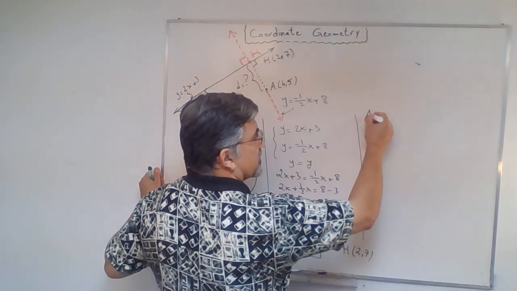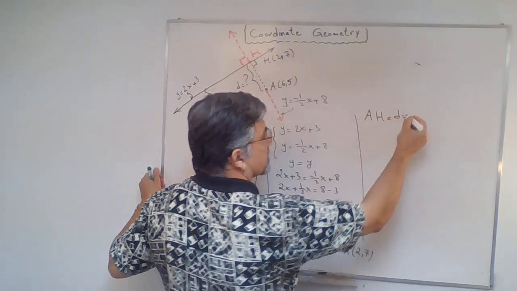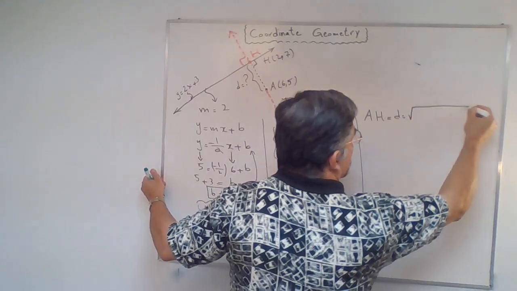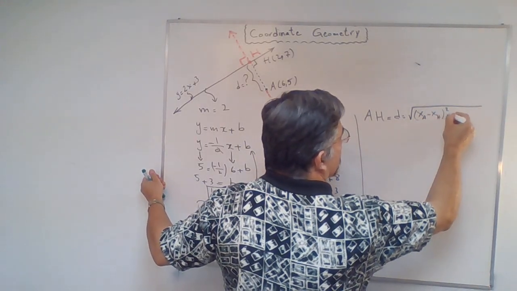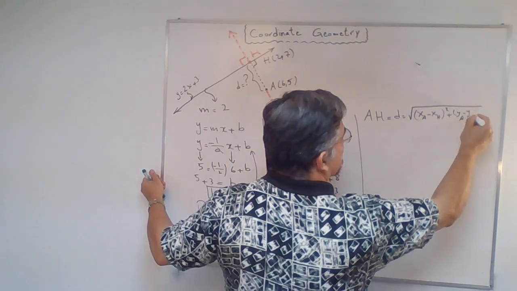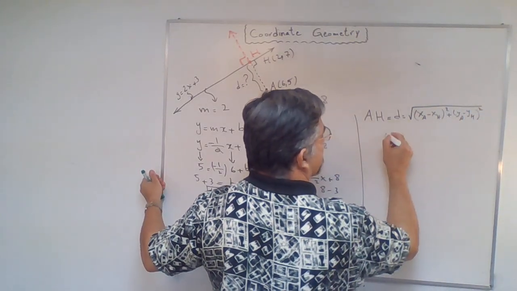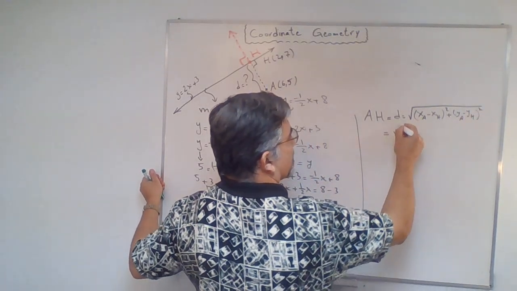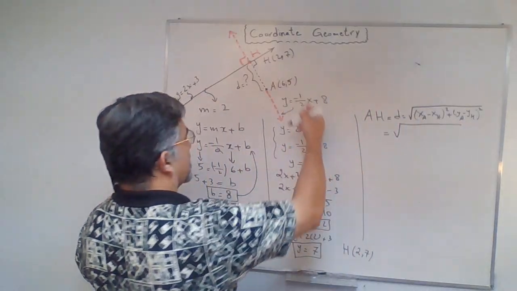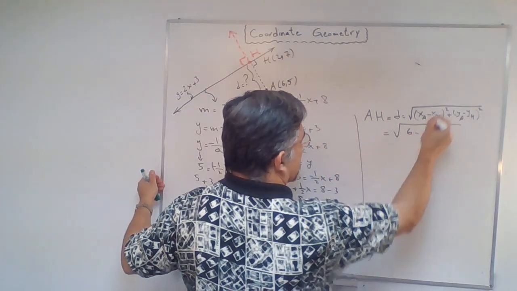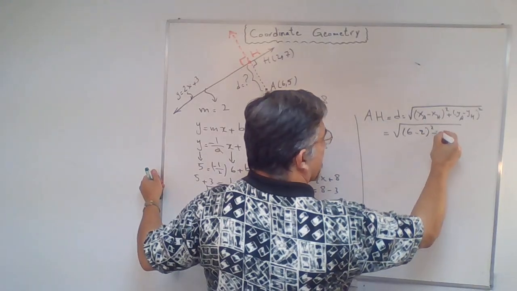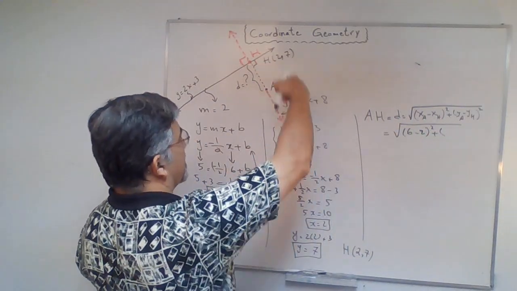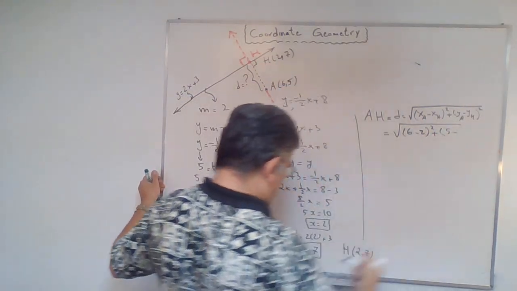So AH, the distance we are looking for, is going to be the square root of x of A minus x of H squared plus y of A minus y of H squared. So substitute numbers. X of A is 6, X of H we just got, it was 2. And then y of A is 5, y of H is 7.